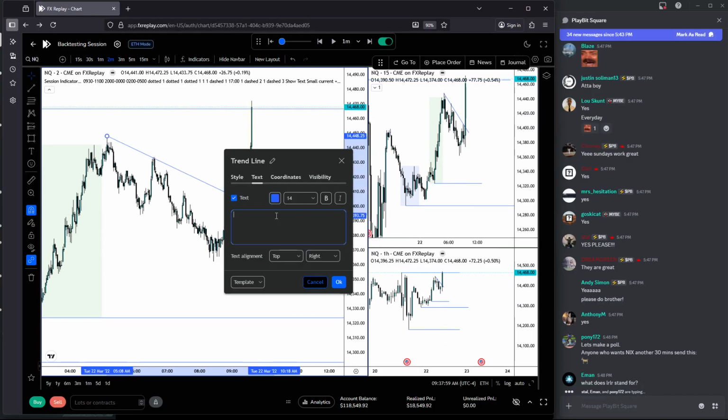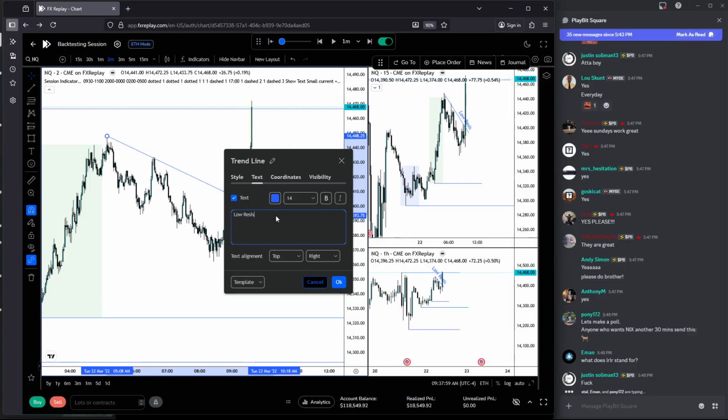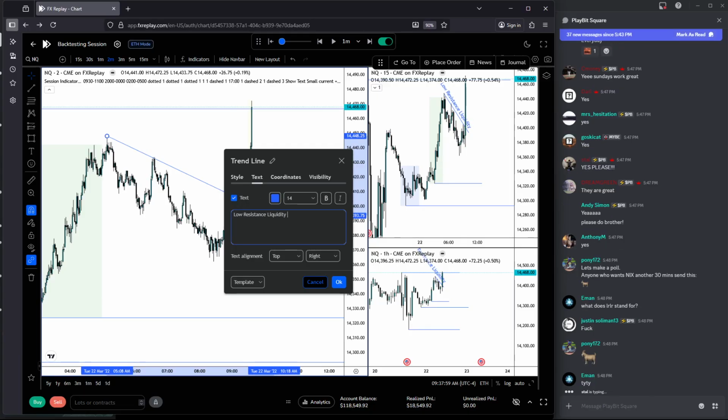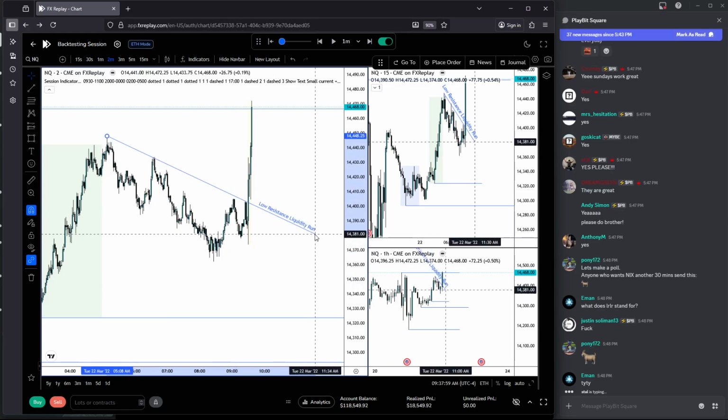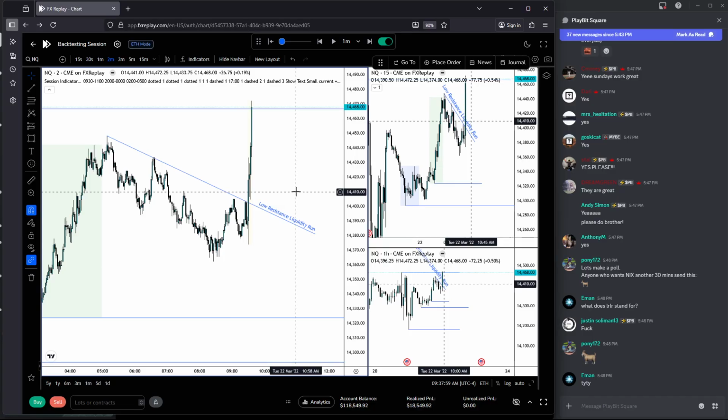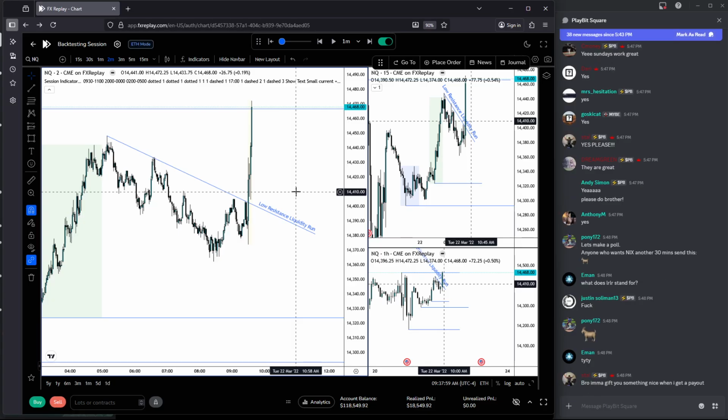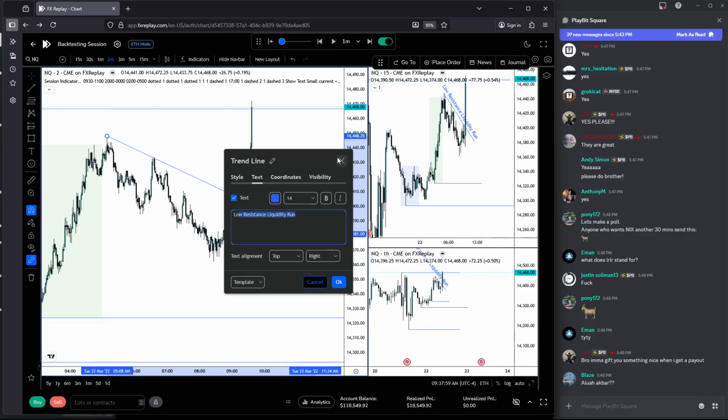LRLR is low resistance liquidity run. It's just a fancy term for trend line. It's just a trend line, that's all. We just call it LRLR, it's easier to say. And it's fun to say LRLR. But yeah, low resistance liquidity run, okay?